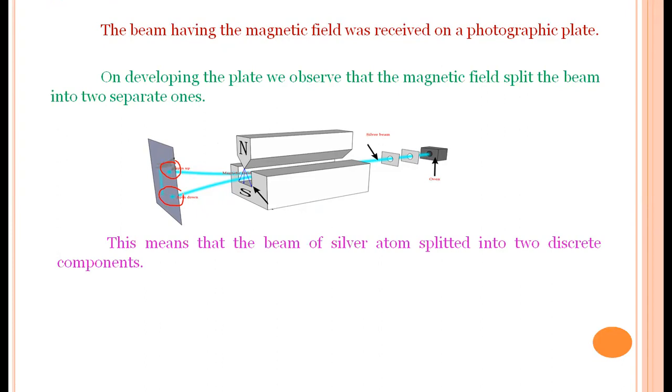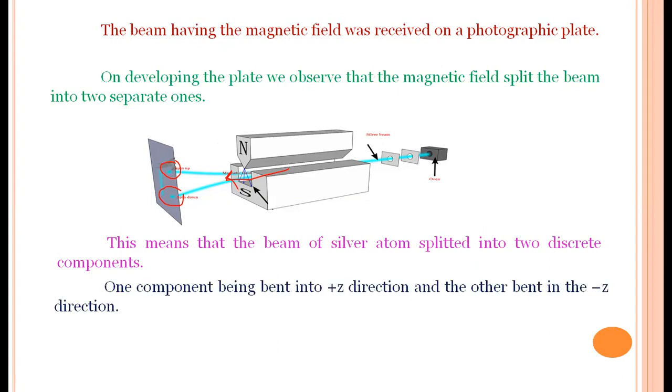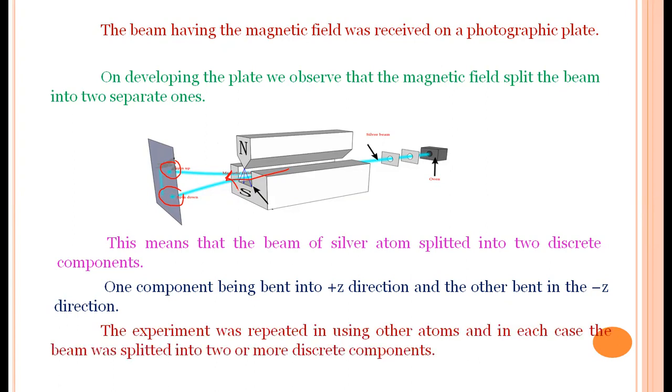This means that the silver beam is split into two distinct components when it is passing through the inhomogeneous magnetic field. Why is it happening? Why does this silver beam, which is passing through the inhomogeneous magnetic field, split into two discrete components? That is our discussion. One component is bending along the positive z-axis, and the other beam is bending along the negative z-axis.